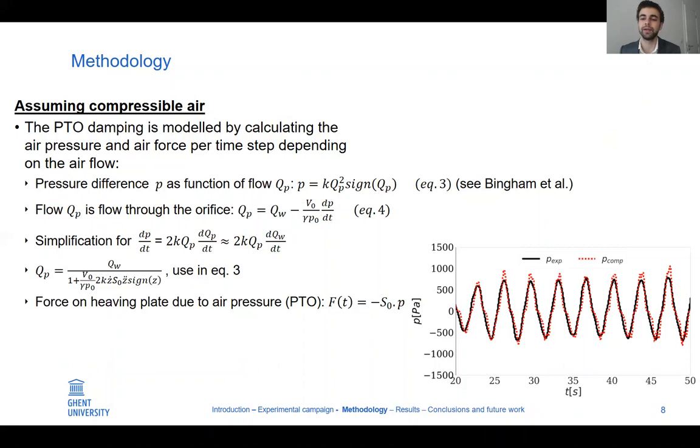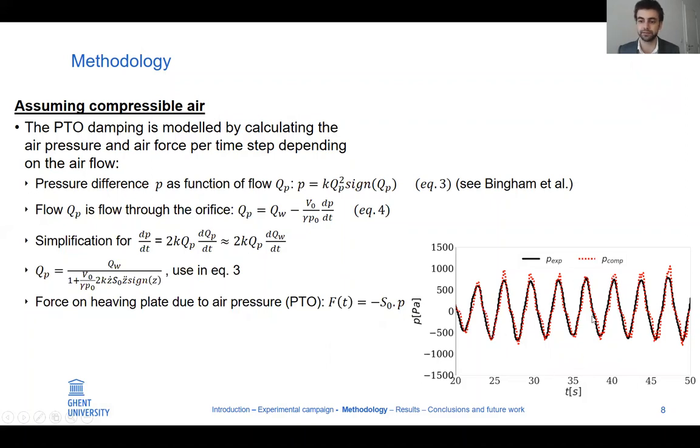Based on thermodynamic relationships and the assumption of air being an ideal gas, equation 4 can be formed, where it can now be seen that QP, so the airflow going through the orifice, depends on the derivative of the pressure as well. This derivative is simplified here in the current research and finally leads to a new expression for the airflow rate QP.